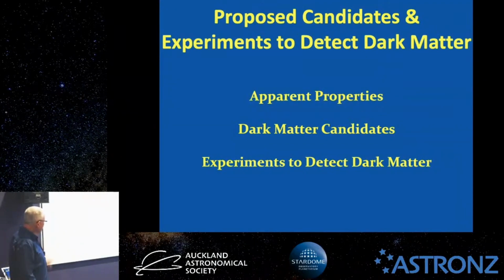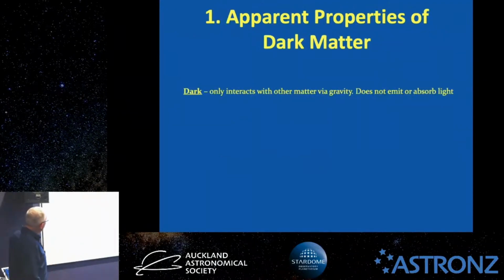And then we'll look at the experiments designed to try and detect these particles. So what are the properties of dark matter? Well, dark, that's the obvious one. We know it does not interact via light, electromagnetic radiation. It neither emits it, absorbs it, nor reflects it, you can't see it, but it does interact through gravity with other material.